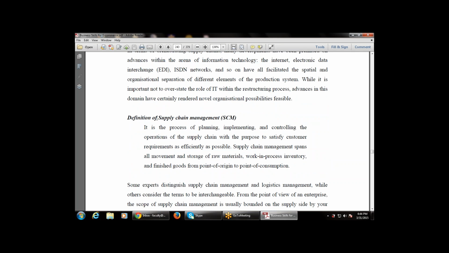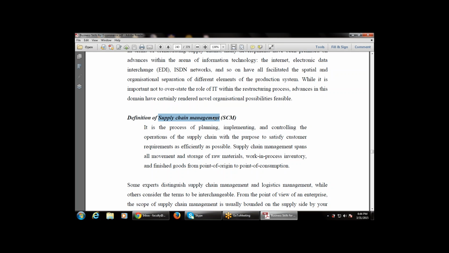Then the next topic is the definition of supply chain management. What is supply chain management? That is the SCM. It is a process of planning, implementing, and controlling the operations of the supply chain with the purpose to satisfy customer requirements as efficiently as possible.